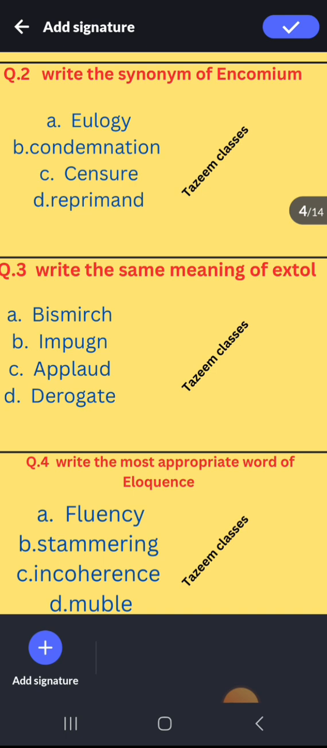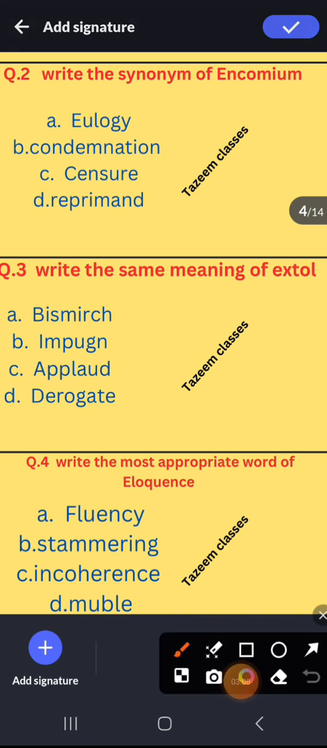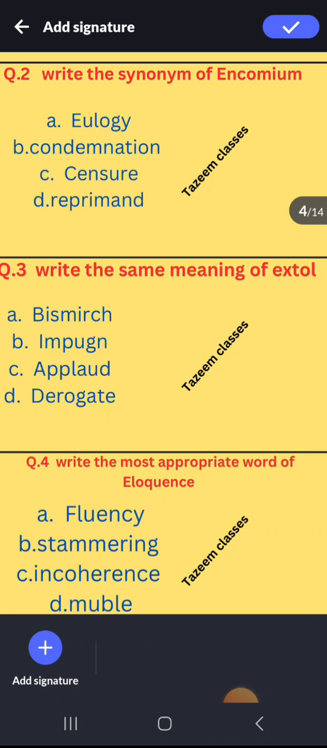Question number 3, write the same meaning as extol. So what is the same meaning as extol? Here are the words: besmirch, impugn, applaud, derogate. So here is the answer, applaud. Applaud is the same meaning as extol. Okay, let's move to the next question.